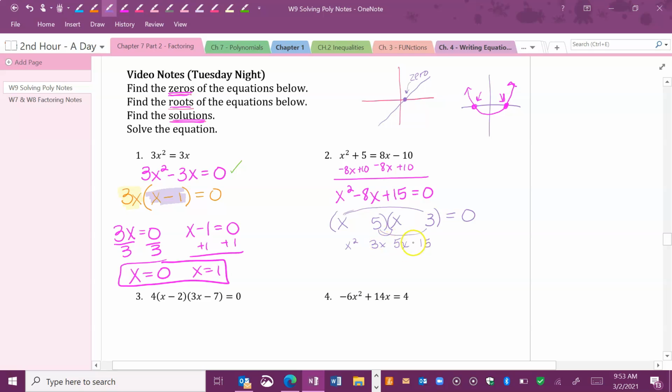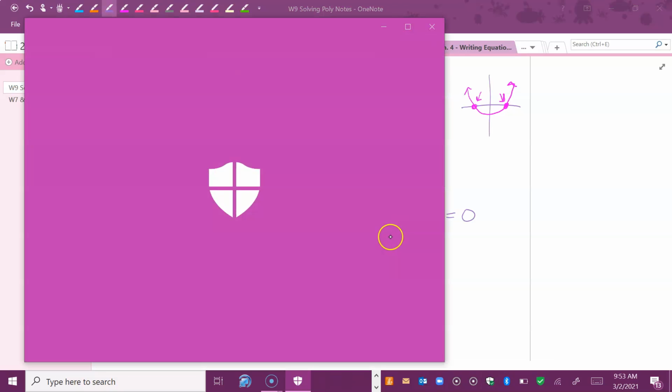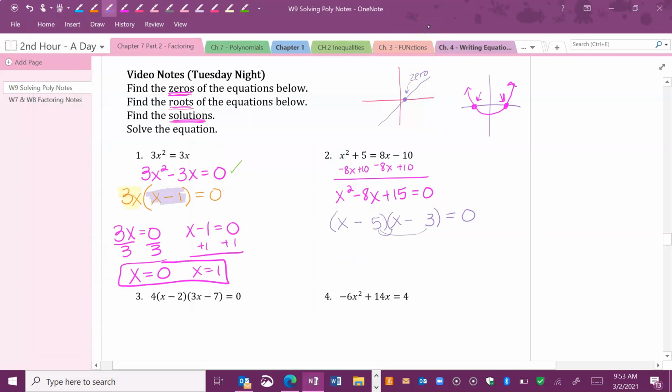My goal is to get this 3x and 5x to be negative 8, and that would be possible if they were both negative. The only thing I need to double check is that that last term, that constant term, is positive 15, and if I do negative 5 times 3, I do get positive 15. So I have factored it correctly.